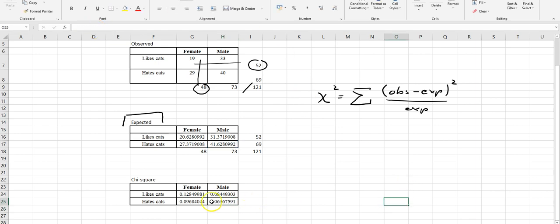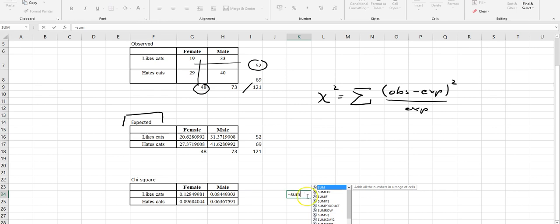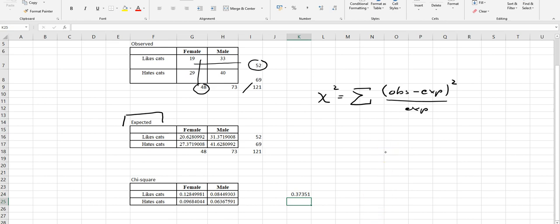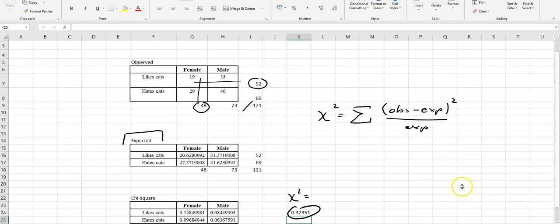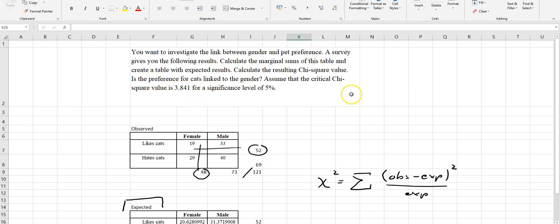So now we have our chi-square numbers here, and all we need to do now finally is we need to sum up the data. So we just take the sum of the 4 data here, like this, and we get our chi-square value, so that is our chi-square value, 0.37. Now, what does that mean? We also know that the critical value is 3.84. So what does that mean?